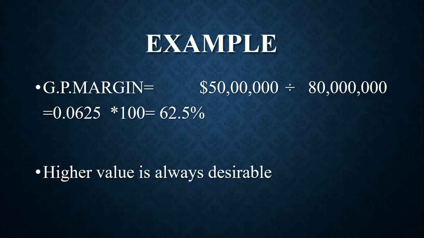62.5%. It means out of 100% sales, 62.5% is the gross profit margin, and from this 62.5%, now the remaining expenses and costs will be deducted. So the higher value of this ratio is always desirable.